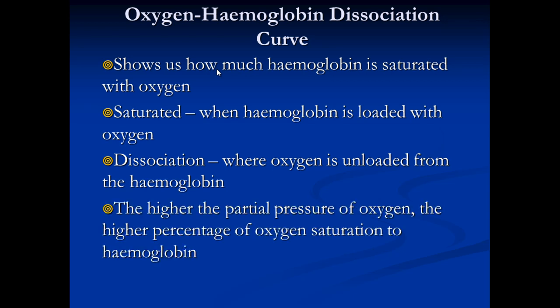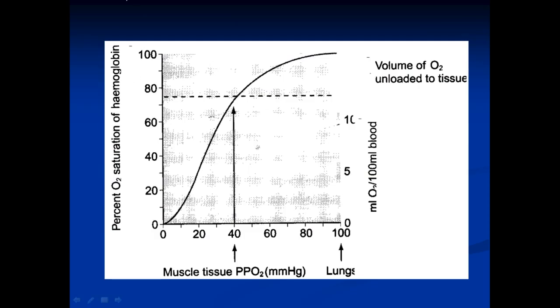So a couple of things here. The higher the partial pressure of oxygen, the higher the percentage of oxygen saturation of hemoglobin. So this is basically saying the more oxygen that you have in the alveoli or in the blood, the more of it is going to attach physically to the hemoglobin. And so this graph shows us what a typical dissociation curve looks like. Here you have the partial pressure of oxygen, and here you have the percentage saturation of the hemoglobin. What this shows is it's got a kind of S shape to it.